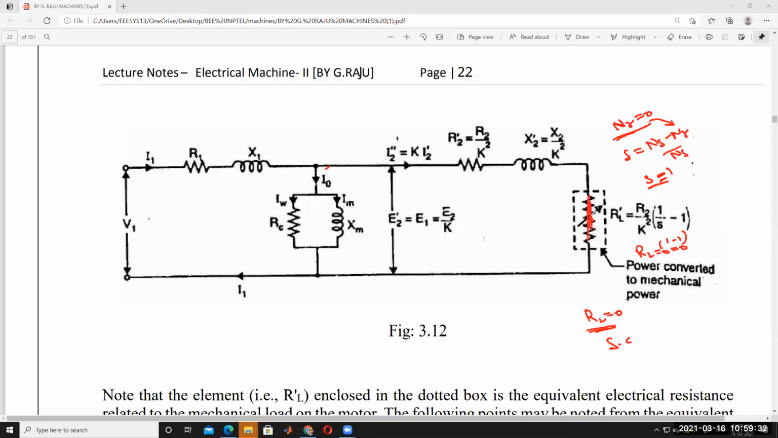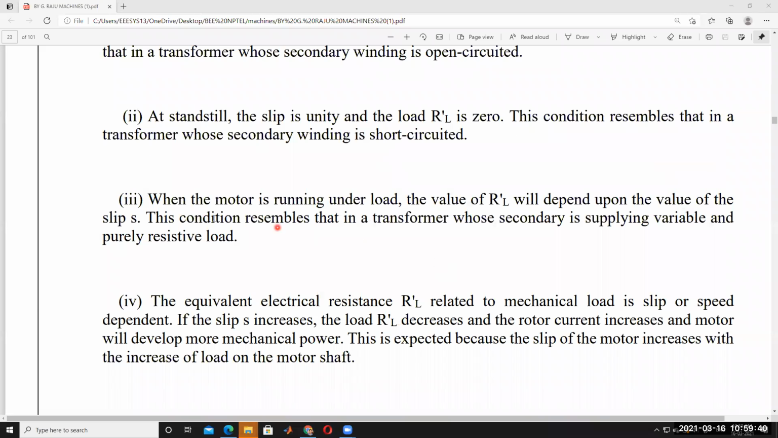So that's why it is short circuited. The secondary winding is short circuit, just like a transformer secondary winding is short circuit. Understood? It represents that at standstill, the slip is unity and then load resistance is 0. This condition resembles that in a transformer whose secondary winding is short circuit.